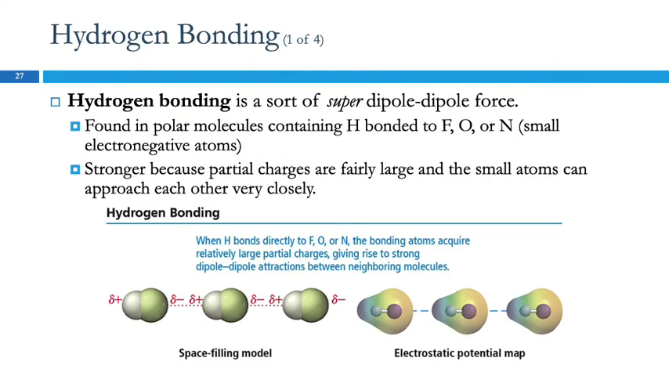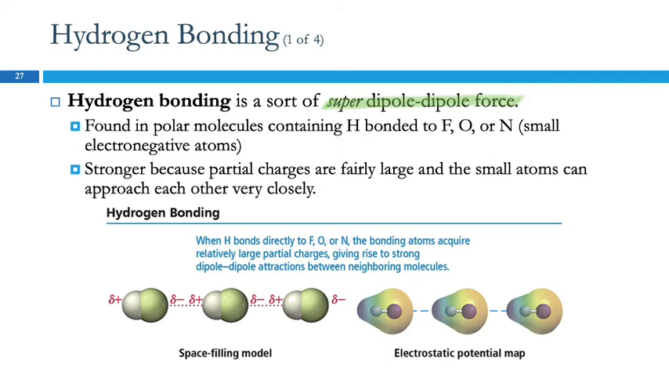A third type of intermolecular force is hydrogen bonding. And I like to think of this as a super dipole-dipole force. It really is a dipole-dipole force. It's an attraction between dipoles. But it's extra, it's super, it's a lot stronger. So this will be found in polar molecules, but ones that contain hydrogen bonded to fluorine, oxygen, or nitrogen. These are small and very electronegative elements.